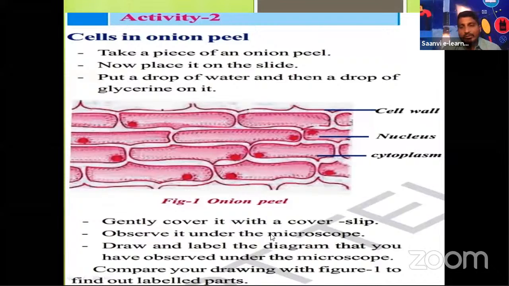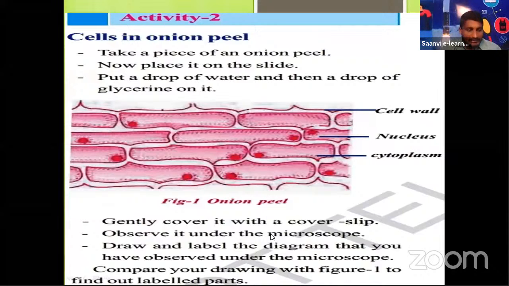See, look at the screen, all of you. Cell wall, the main differentiation between animal cell and plant cell, the cell wall, which protects us. And here the dot-like structure, that's the nucleus, the pink colored one, and the fluid portion is the cytoplasm. Okay, here we can see the labels: cell wall, nucleus, and cytoplasm.